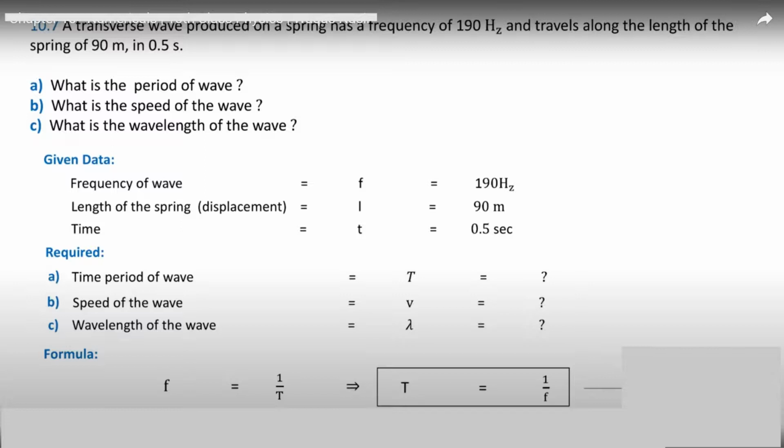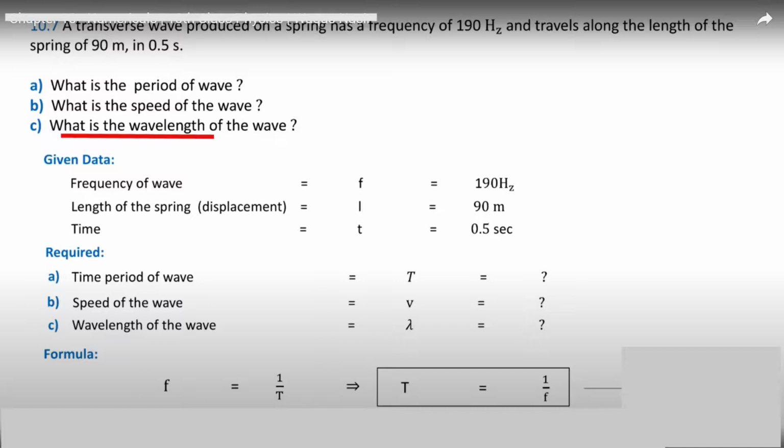A transverse wave produced on a spring has a frequency of 190 Hz and travels along the length of a spring, which is 90 meters, in 0.5 seconds. We have to find: what is the period of the wave? The period of the wave is the same as the time period. What is the speed of the wave? And the third one is, what is the wavelength?